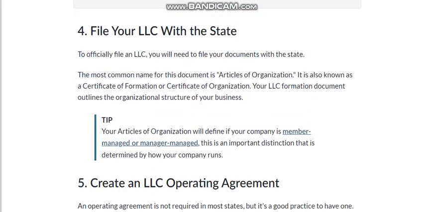Number four, file your LLC with the state. To officially file an LLC, you will need to file a document with the state. The most common name for the document is articles of organization. It is also known as a certificate of formation or a certificate of organization. Your LLC formation document outlines the organizational structure of your business.